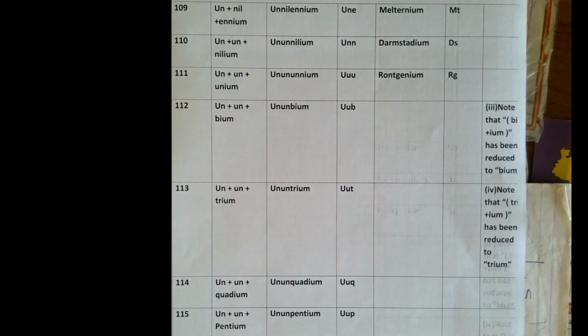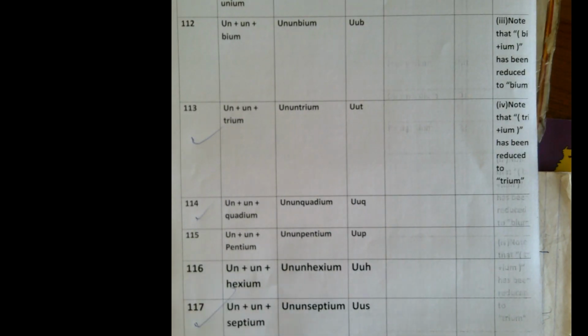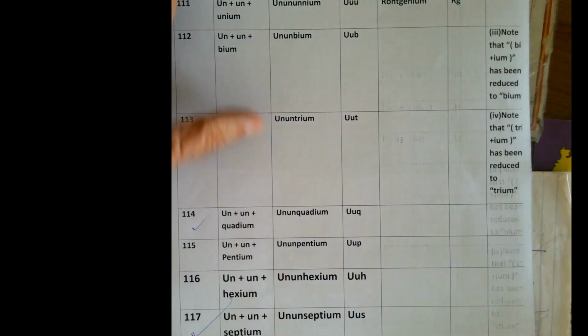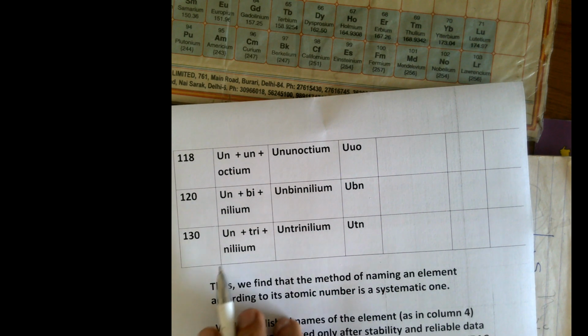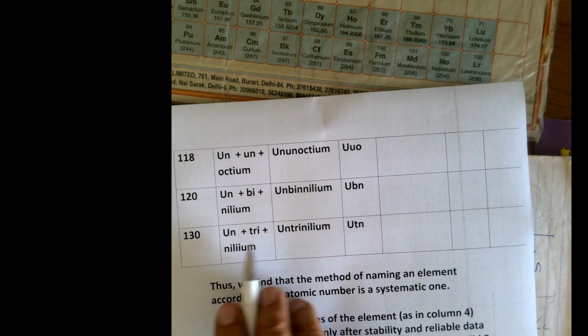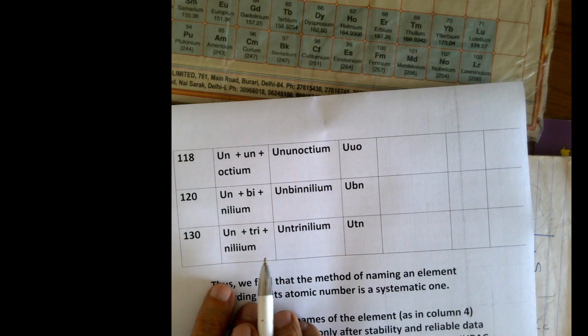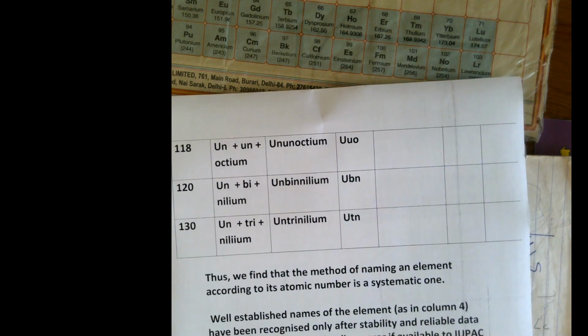For example, 112, 113, 114, 115, 117, and also we find that 118, 120 and 130. 130 would be named as untri for 3, and nilium. Nil is 0, and later on ium has to be added.